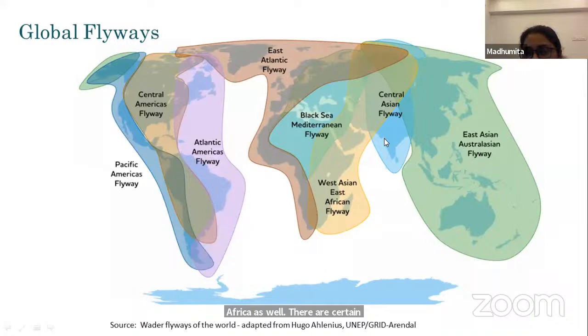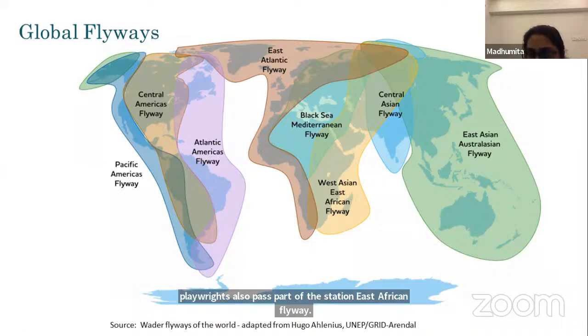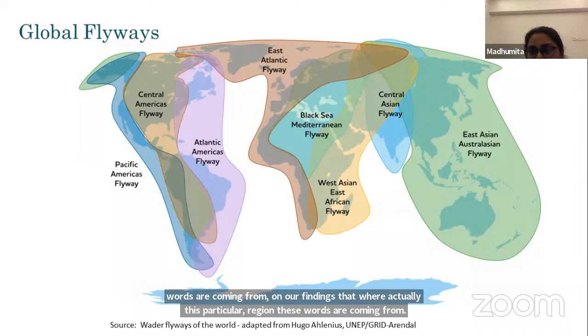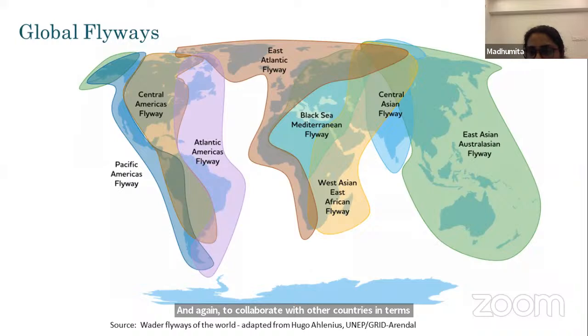So now you can see that India is part of the Central Asian Flyway. It is also part of the East Asian Australasian Flyway. It's also part of the West Asian East African Flyway. So why are these flyways important? First of all, this flyway concept came from our findings of where these birds are coming from, and to collaborate with other countries in terms of conservation and how to manage these migratory birds, and to have a dialogue between different countries.